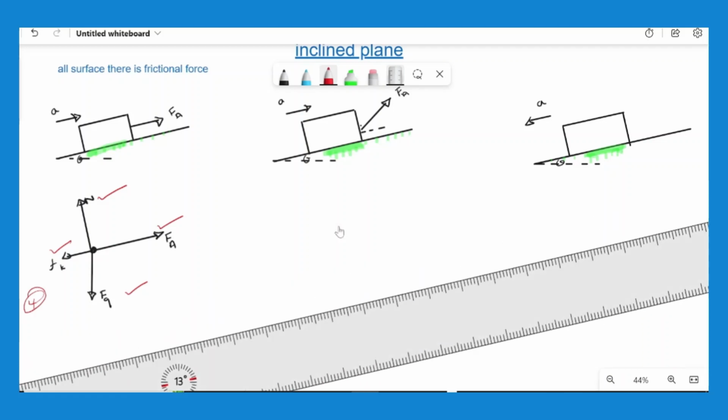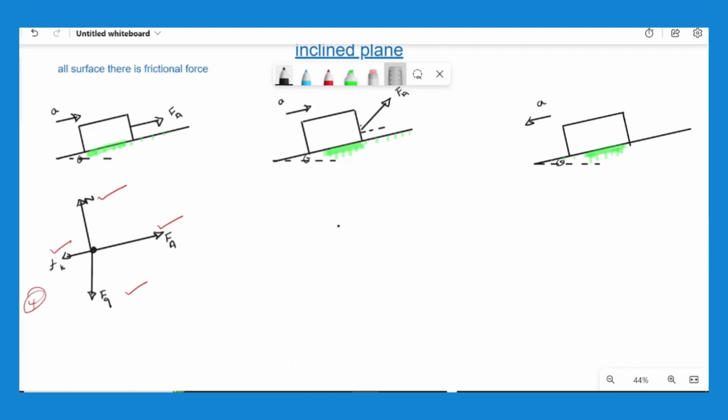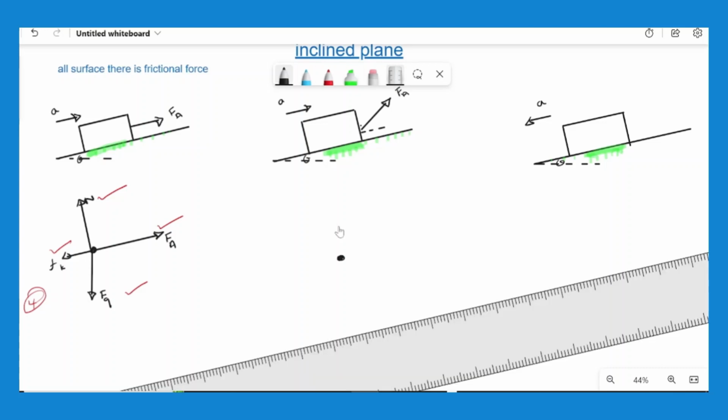Right. Now, let's look at situation number 2. Again, we're going to represent our object as a point there. We start with our weight acting straight downwards.